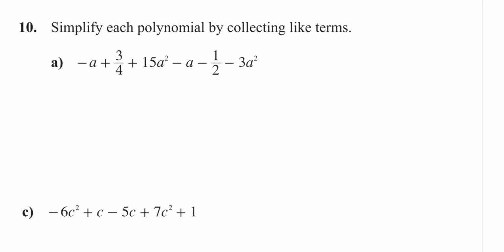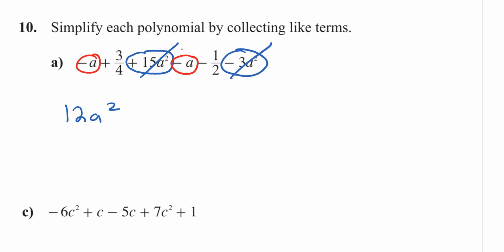Okay, so let's take a look at the like terms here. I have a plus 15a squared and a minus 3a squared. So 15 minus 3 is going to be 12a squared. So those guys will now cancel off. And then I have a -a and another -a. So that's kind of like -1 minus 1, which is going to be -2, and then -2a because they both have the variable a. And then finally, you need to add 3/4 minus 1/2.